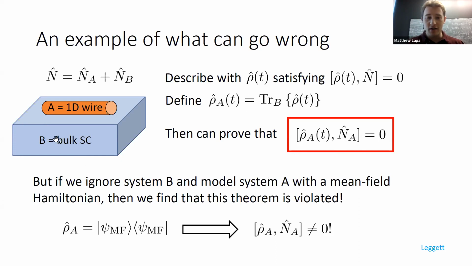Now, on the other hand, if you imagine that system A is a one-dimensional wire and system B is a bulk superconductor, and you try to forget about system B and just model system A with mean field theory, then you would find that this theorem is violated. And that's just because the mean field eigenstate is a superposition of states with different Na eigenvalue.